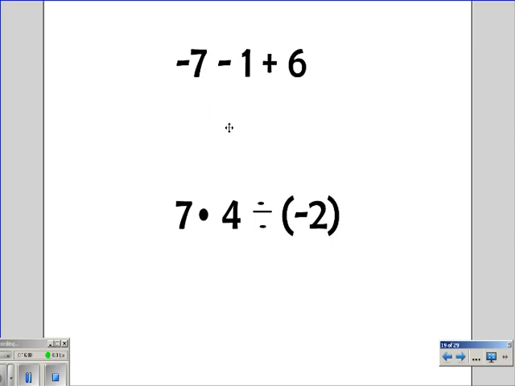So let's take a look here. We'll do a couple together, and then I'll have you try some on your own. So let's take a look at this first one. I'm looking at negative 7 minus 1 plus 6. I'm going to want to move from left to right, so negative 7 minus 1, negative 8. Negative 8 plus 6 means to the right 6. Leaves me at negative 2.